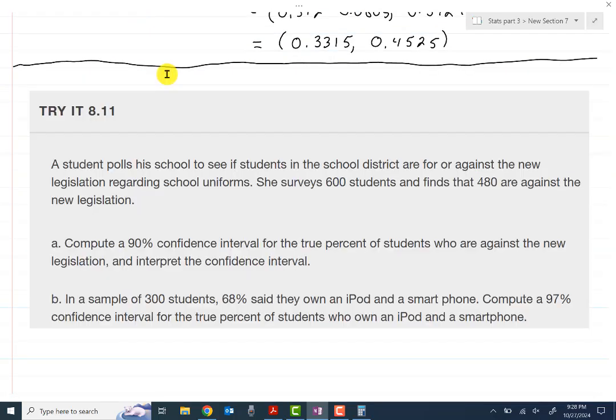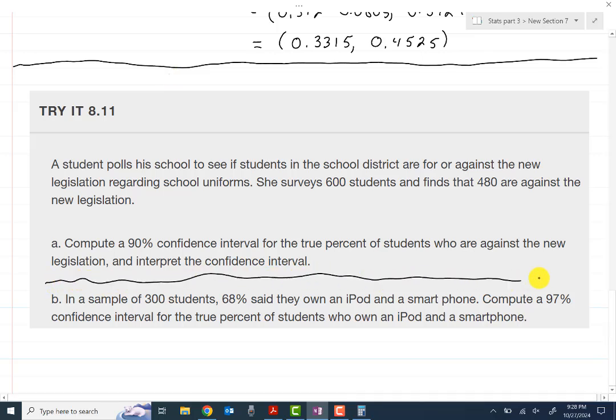This next example is actually two different examples at once. Part A is actually completely different than Part B. So I'll just concentrate on that part for now. So here we have a survey of 600 students. There is our n. 480 voted against something. So we'll use those votes as being against, as being successes, because we are looking at the students who are against the new legislation. And there's our confidence interval, 90%.